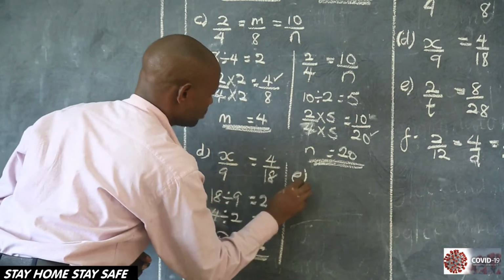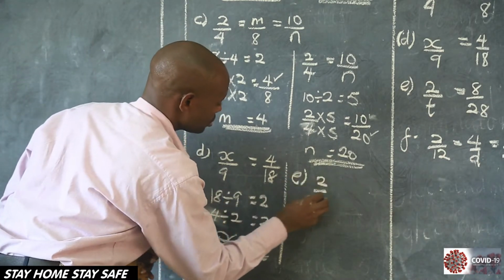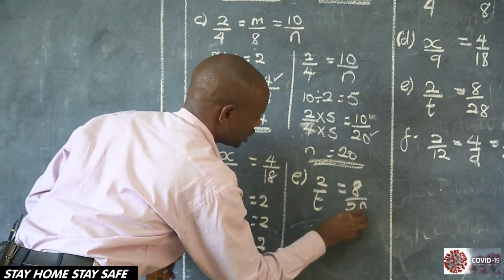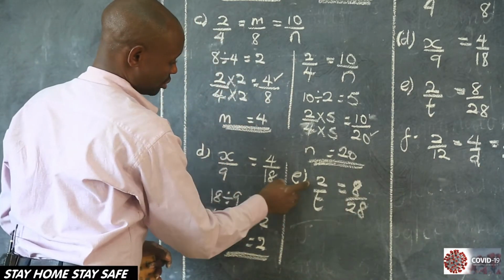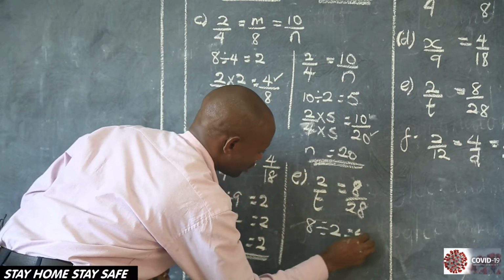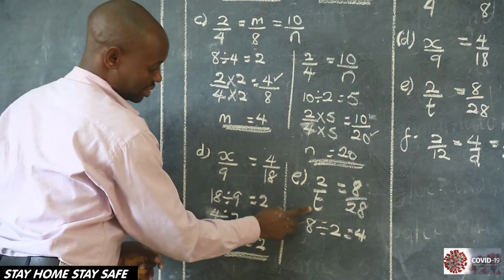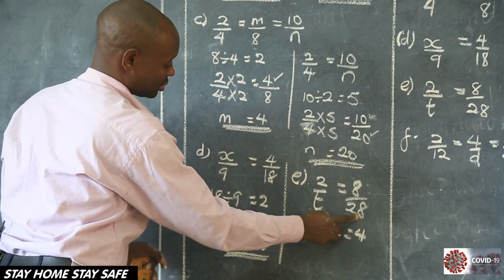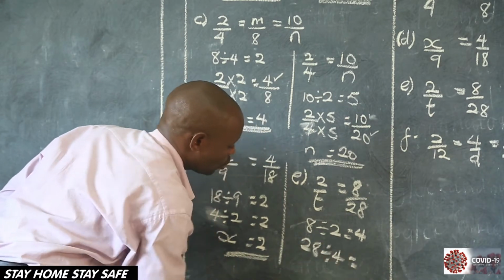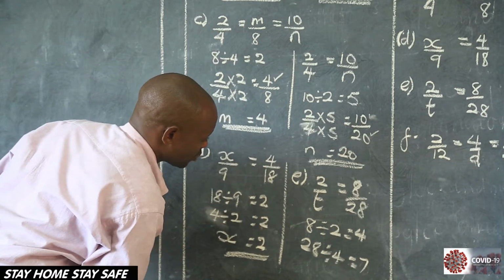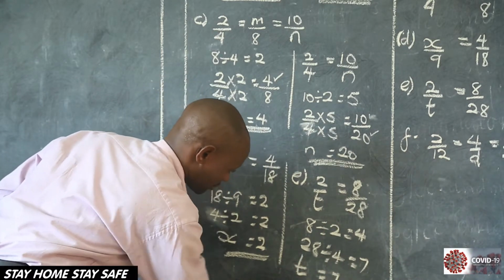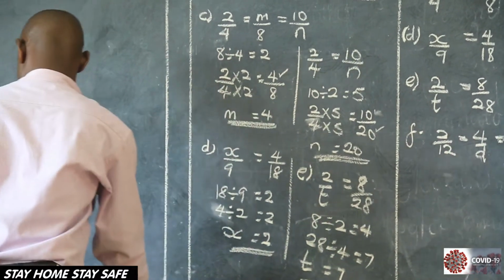Then we have E, and E is 2 out of T, which is equal to 8 out of 28. So we are using numerators, which is 8 divided by 2, which will give you 4. But remember, this one is supposed to be smaller than this one, so we again divide. 28 divided by 4, which is going to give you 7. So for this case, T is equal to 7.